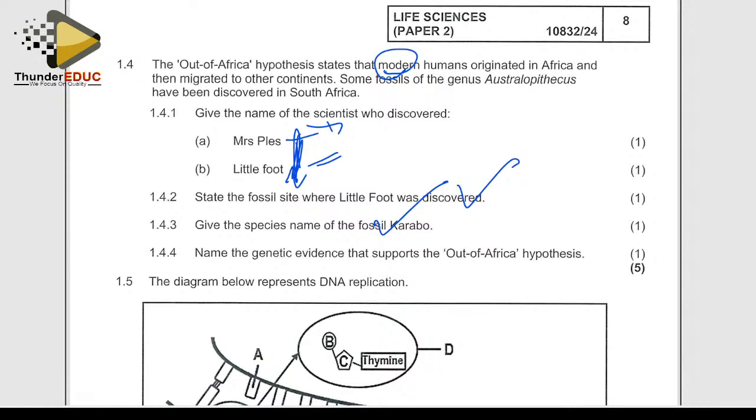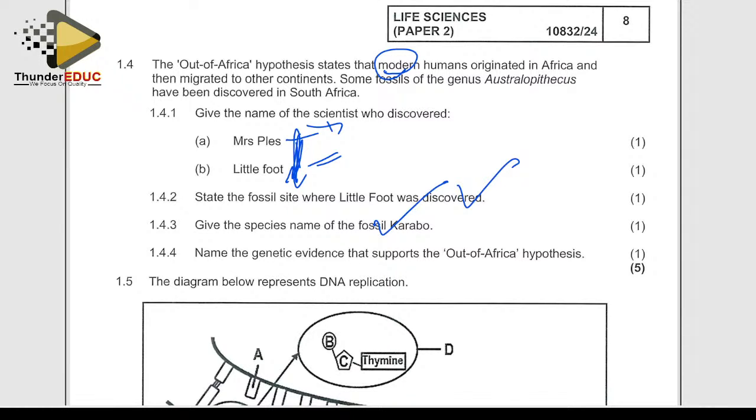Name the genetic evidence that supports out of Africa. I told you that there are three evidences. Number one, fossil evidence. Number two, genetic evidence. Number three, cultural evidence. When they give you cultural evidence, you say examples are tools. When they give you genetic evidence, then you say the example is mitochondrial DNA. We don't use Y chromosome anymore. You understand? So if you wrote Y chromosome, zero. So genetic evidence is the mitochondrial DNA.